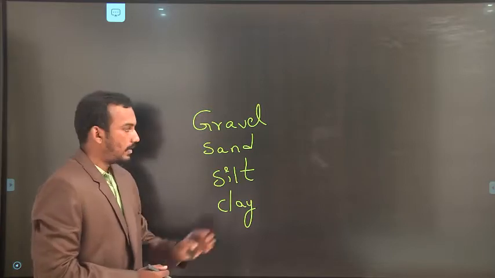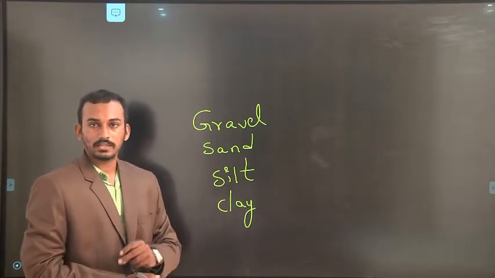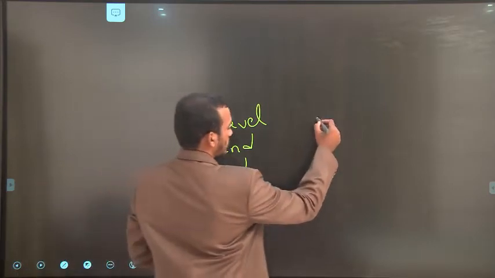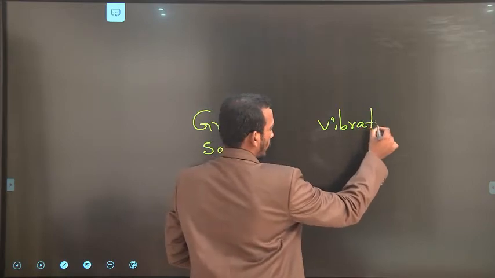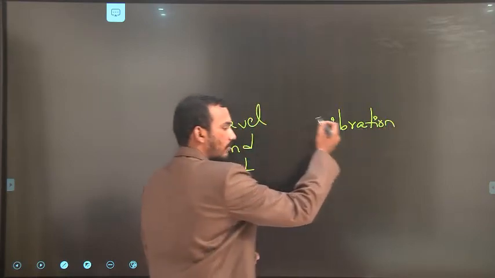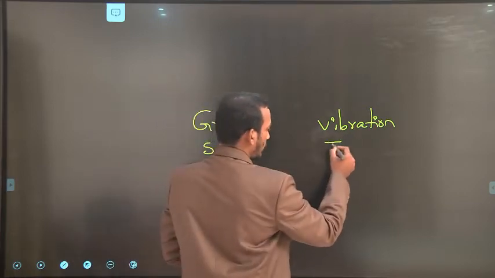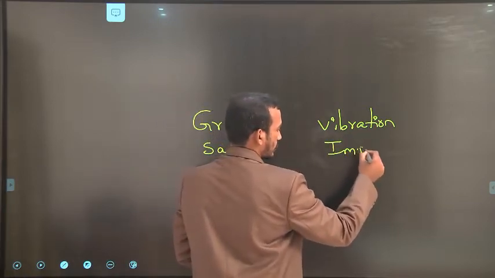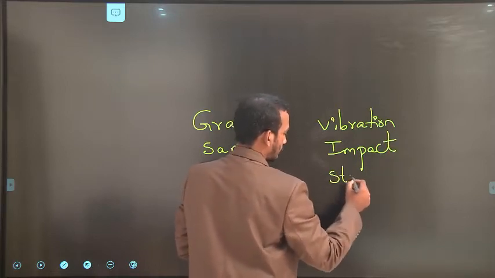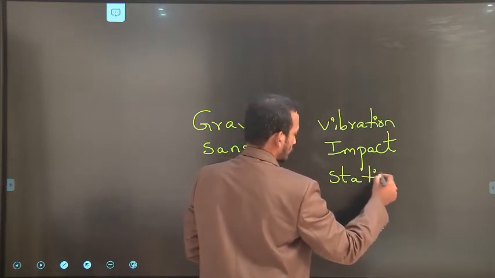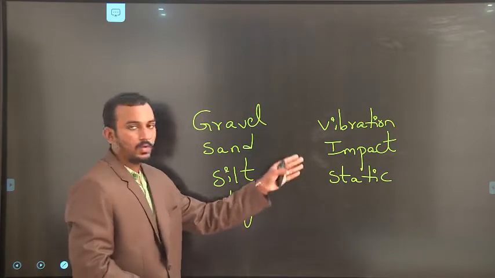Okay, let's see what are the various ground improvement technique methods that we have. The first one is we can apply vibration forces. By using vibrations we can densify the soil. We also apply impact forces. Next one is static. These are the general 3 types of loads that we use to densify the soil.